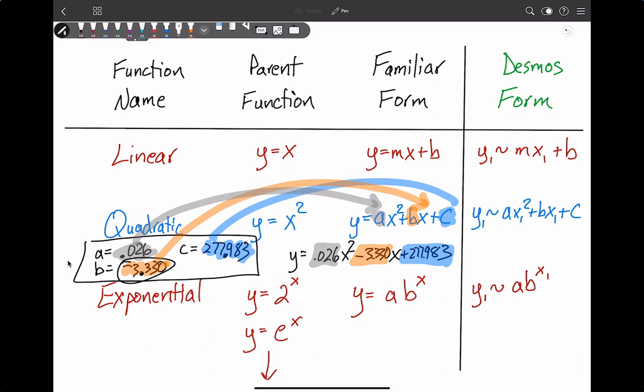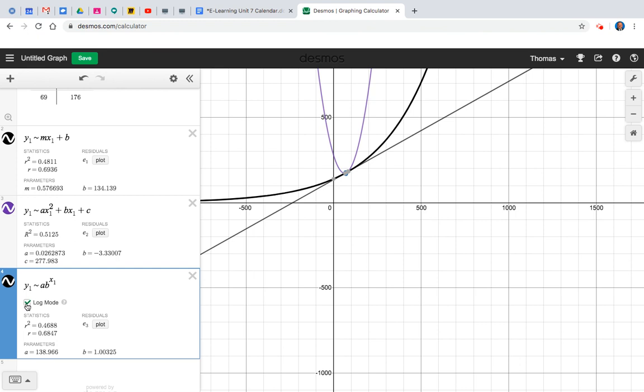Okay, so that's how you do it, guys. Just want to make sure that you remember, please click on this log mode to enable it. That way it gives you the correct A, B values and so on and so forth.